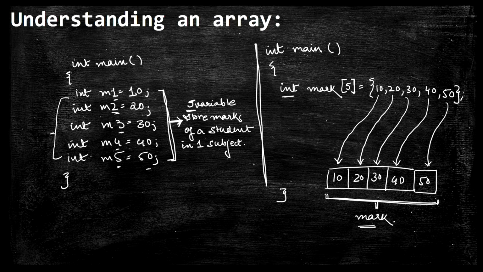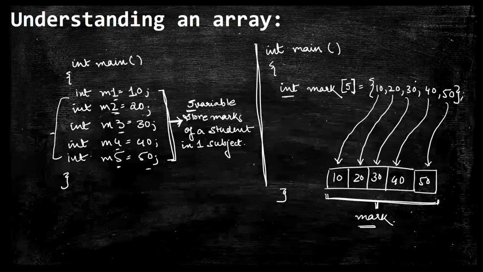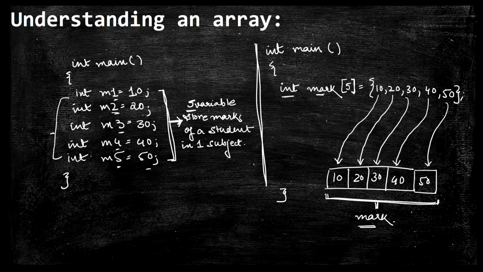So the mark variable is allowing us to store the marks of these 5 students under a single variable name, that is mark. Instead of using multiple variable names, we are using the mark array to store the same thing in one variable name. Okay, now this syntax and all we will learn just after some time. This is just for example.